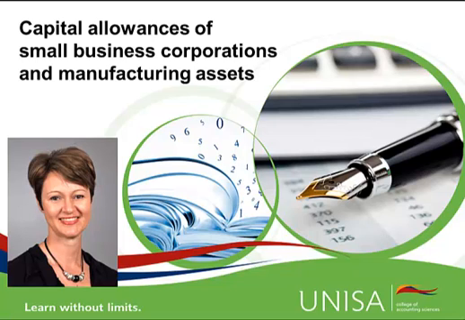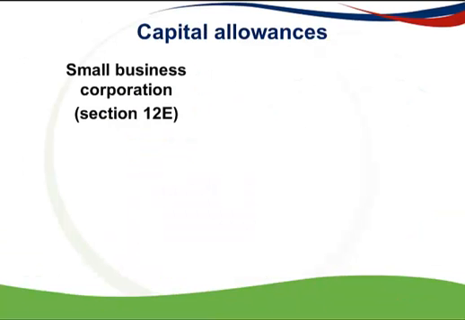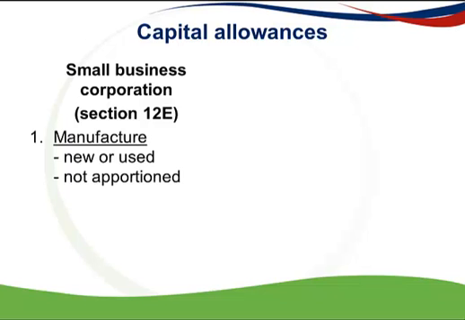This podcast is about the capital allowances for small business corporations, as well as the capital allowance for manufacturing assets. We will firstly look at small business corporations. There are two special capital allowances for a small business corporation as provided for in Section 12E of the Income Tax Act. The first one is for plant and machinery used directly in a process of manufacture.